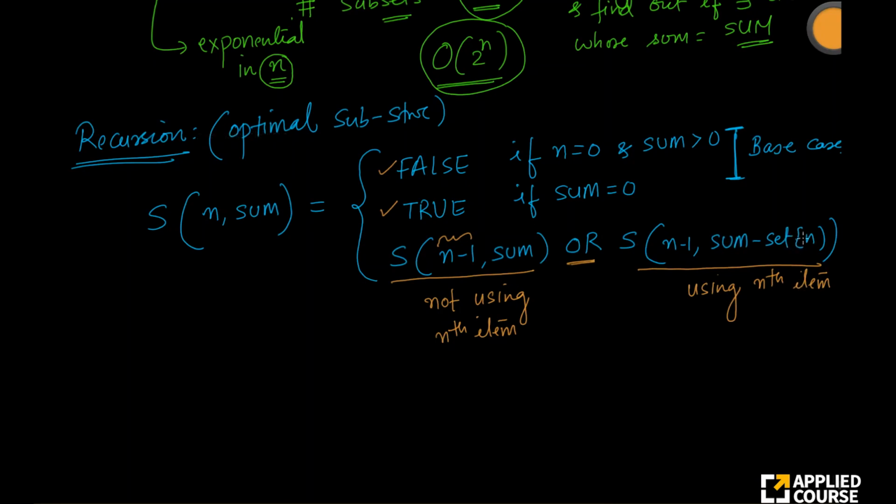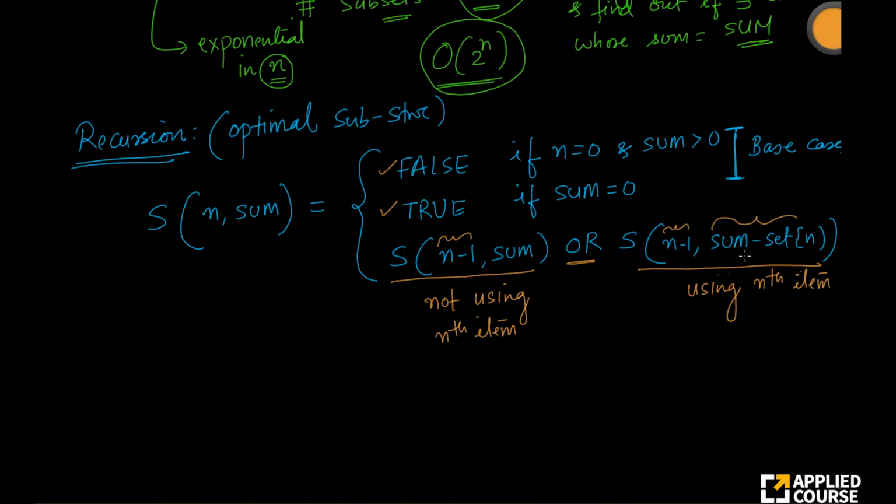Or, if I use the nth item, the total sum will reduce. This is just like the knapsack case, if you think about it. If I'm picking the nth item, this becomes sum minus the value of the nth item, because I'm already picking it. So the total sum that I need to satisfy now will reduce by whatever is the value of the nth item in the set. Here I'm picking the nth item, and I'm saying whatever is the remaining sum that I need to satisfy, can I satisfy it using a subset of n minus 1 elements.